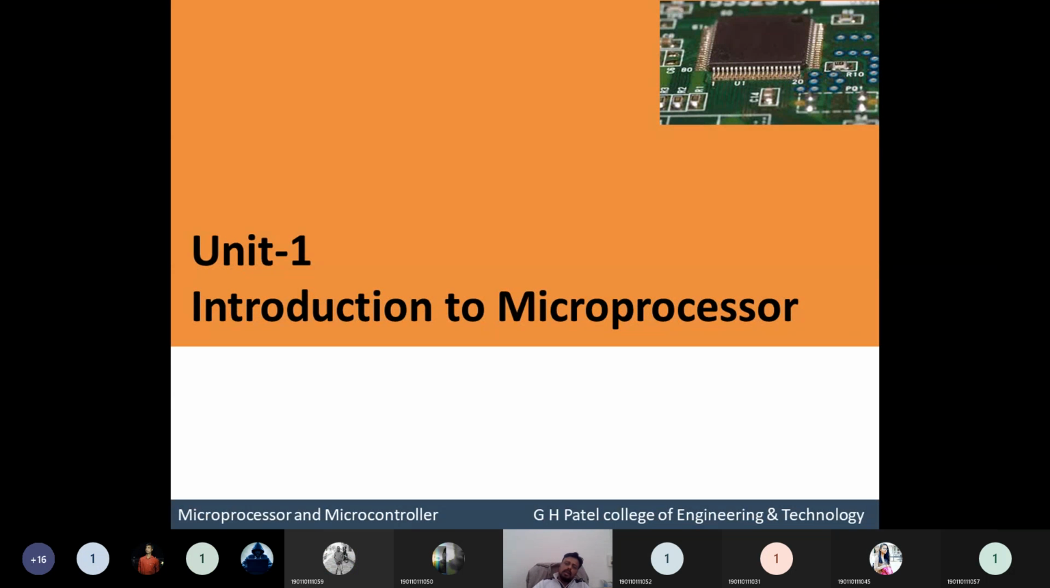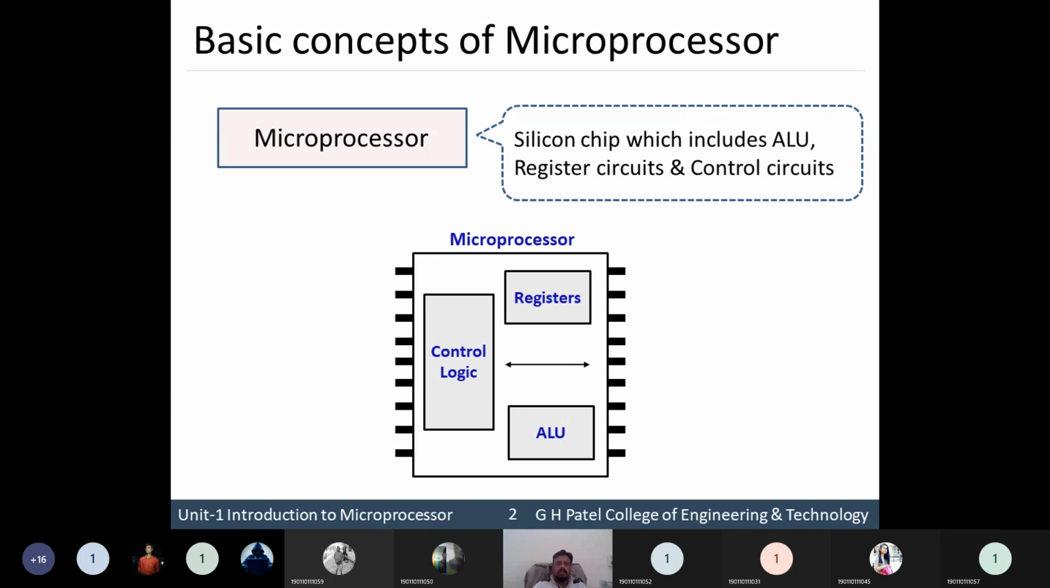Okay, so today we are going to talk about unit number one, that is introduction to the microprocessor. So let's get started. So the basics of microprocessor. Microprocessor is nothing but a silicon chip which includes three basic things. Silicon chip means you would have seen ICs, integrated circuits, in your digital electronics lab. It is nothing but a black chip with external pins which are used for communicating with the external world.